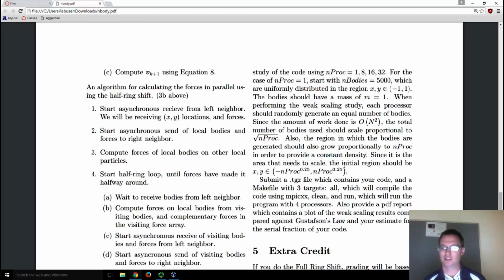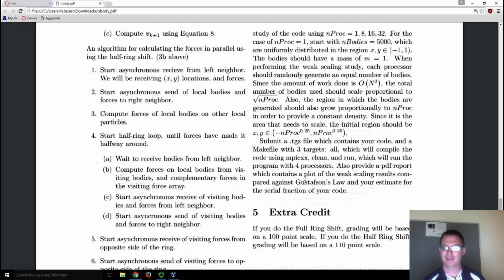And so the initial region is going to be this right here. So we have negative n processors to the 1/4 power. Does it go proportionally to n processors or n bodies? N processors. Yeah, because n bodies is also scaling by that much. So it works out, I promise. I just barely did it.